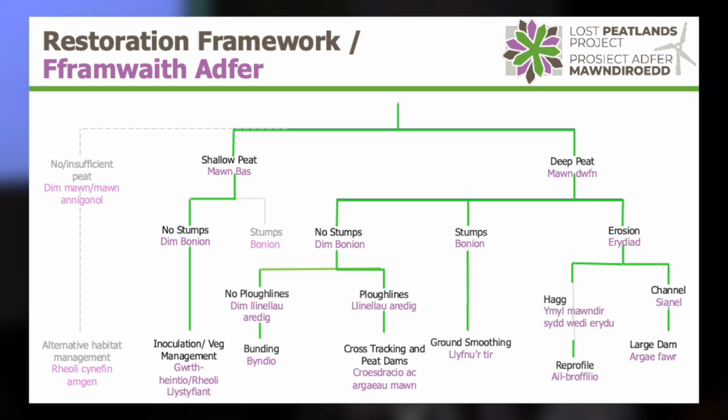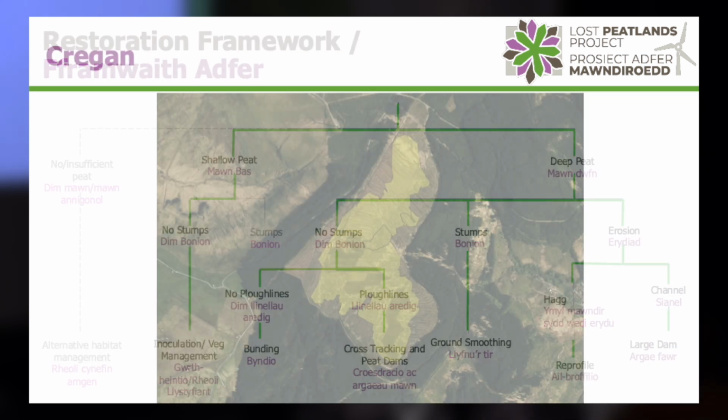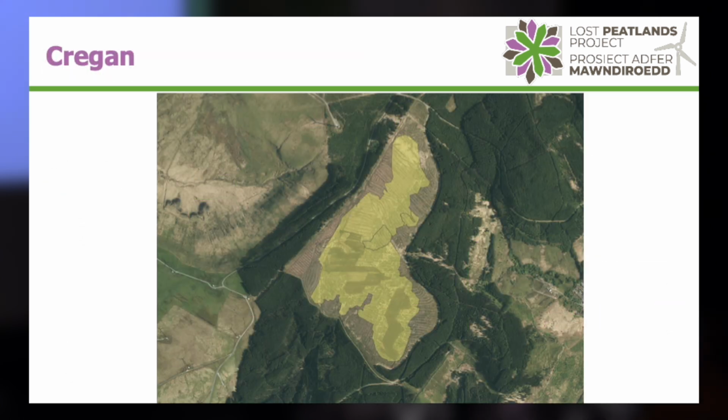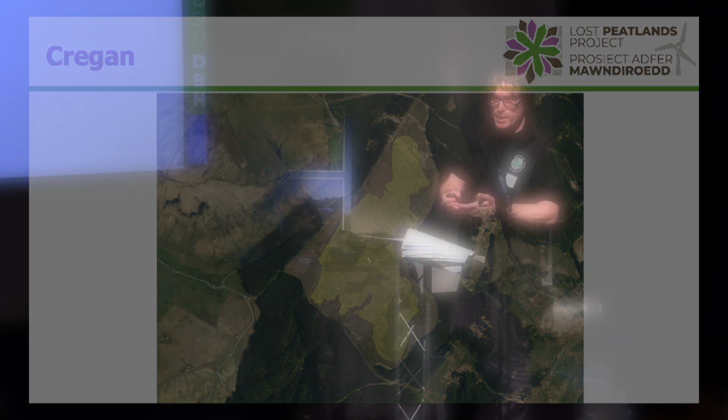So if we take an example of our Craigan restoration site, so this is a restoration site sat above Glencorrwg, in between Glencorrwg and the Neath Valley. It sat along the upland ridge there, and we delivered about 48 hectares of restoration on this site in winter 2023. But baseline surveys of this site identified that it was mostly ploughed and drained and had an active crop on it up until fairly recently. So it had stumps in the ground. So it had those ploughs, it had those drains, and it had stumps.